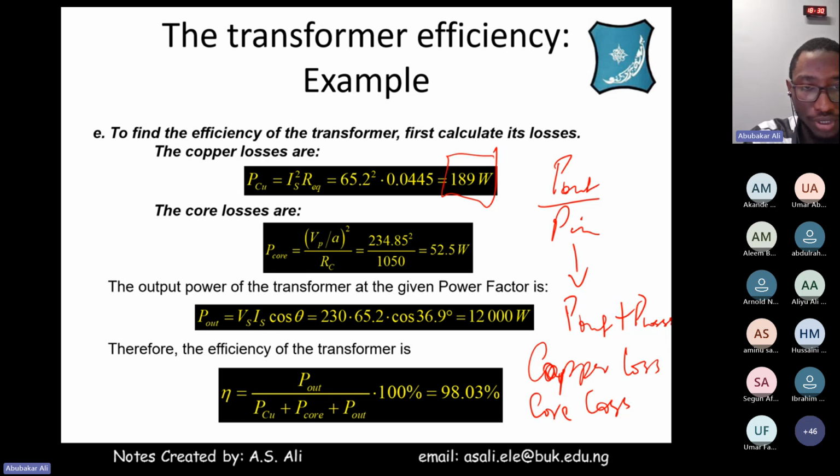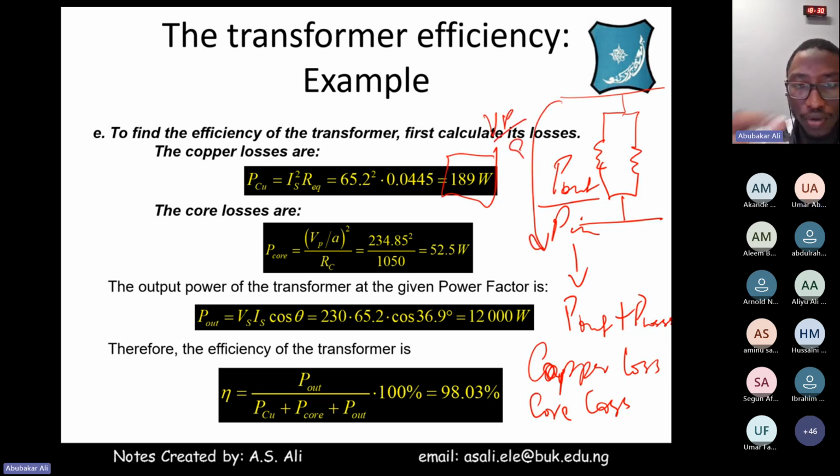For the core losses, we use VP over A squared divided by RC, because the core loss is due to this element. The voltage across this element is VP over A, so since we know the voltage, we can know the loss due to this element. And this gives us 52.5 watts.